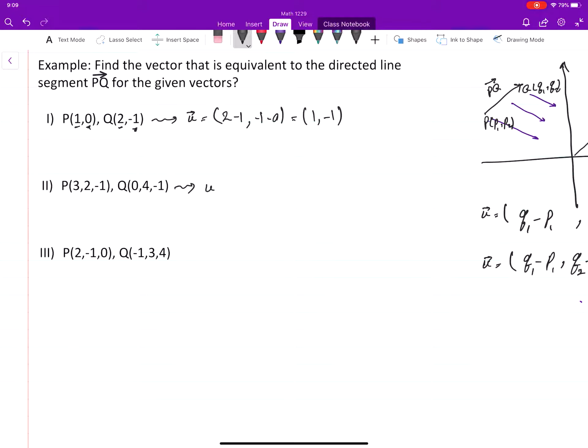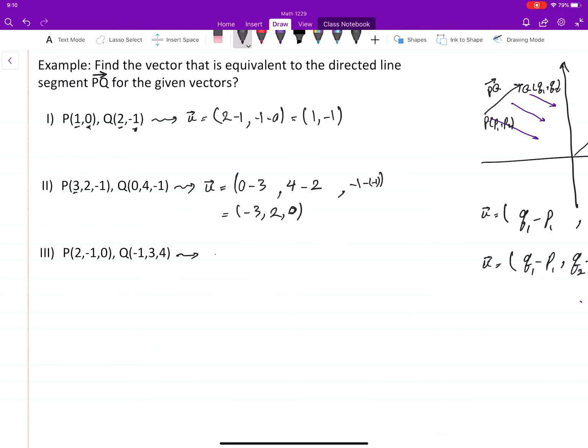And same thing here, but this time you have to do 3 components. Each component you find by the corresponding coordinate of end minus starting, end minus starting, end minus starting. And that is equal to negative 3, 2, and well, negative 1 minus negative 1, that is a good 0.